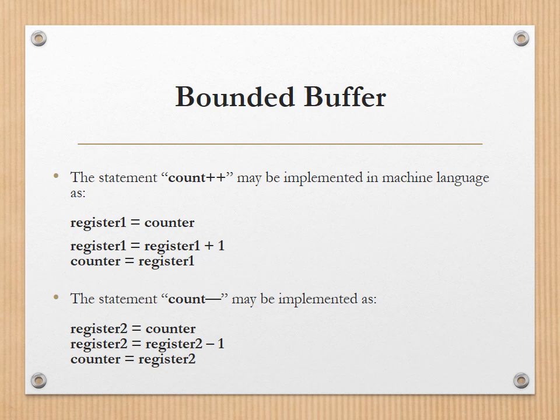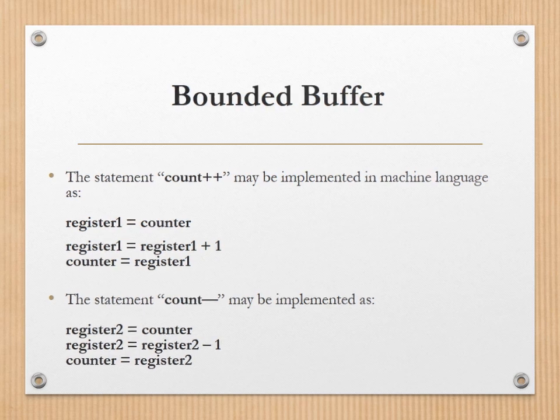Ensuring atomicity. To prevent race conditions, we use synchronization mechanisms like mutex locks, which ensure only one process updates counter at a time. Semaphores control access to shared resources. Conclusion. Without atomic operations, concurrent processes may lead to data inconsistencies. Using proper synchronization ensures the correct and safe execution of the bounded buffer problem.